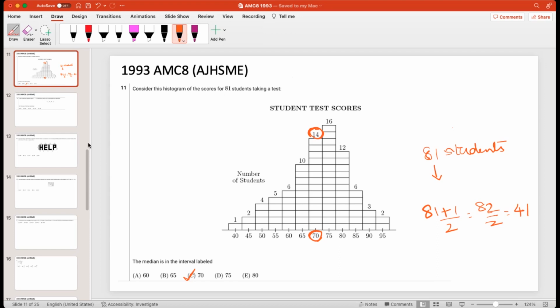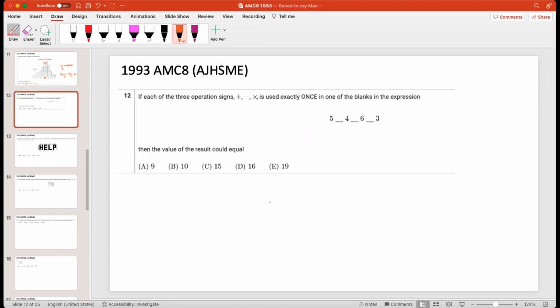Going to the next question. In each of the three operations, signs plus, minus, times is used exactly once in one of the blanks in the expression, then the value of the result could equal. So could, right? So there could be more than one answer, but we have to find the answer which is one of the options.